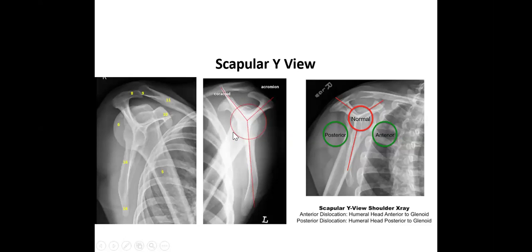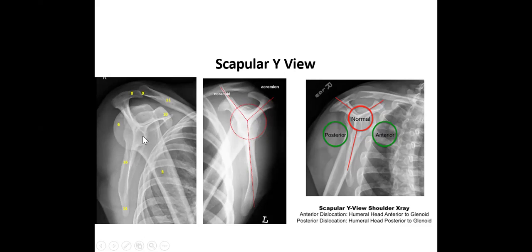This is the scapular Y view, and it is known as the Y view just because of the appearance of the letter Y. This is actually the lateral view. This is the blade of the scapula, this is the acromion, this is the AC joint, and this is the coracoid.